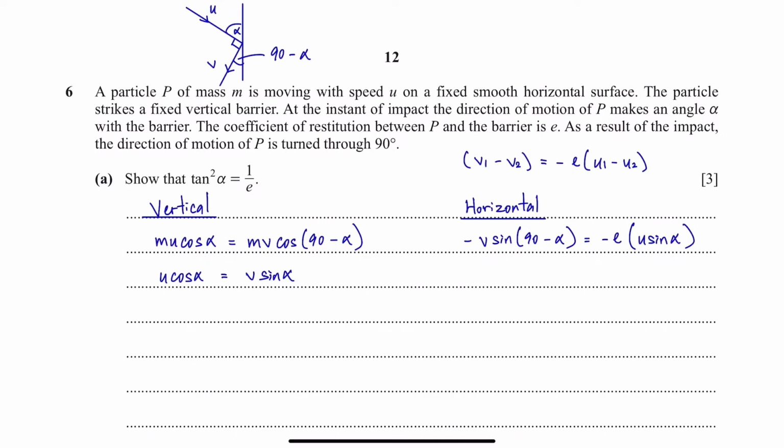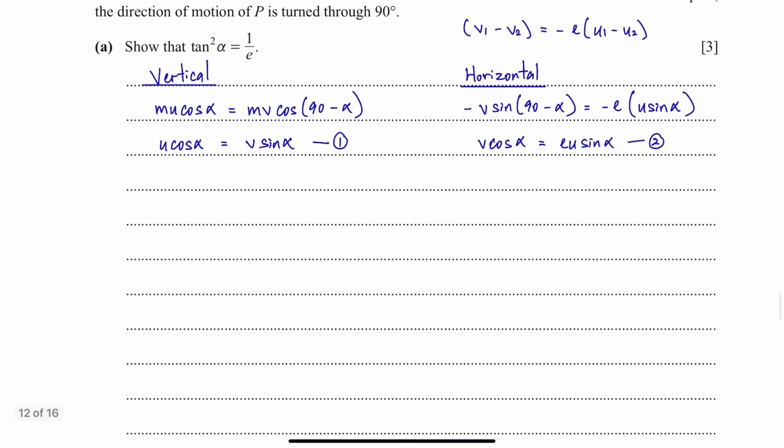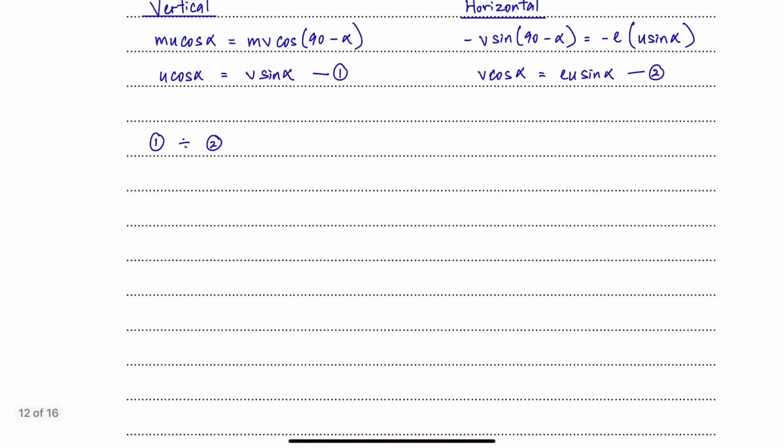So we have U sine alpha, V cos alpha equals e U sine alpha. So this is the first equation, this is the second equation. So now we take the first equation divided by the second equation. We can actually change the first equation to V sine alpha equals U cos alpha. This would make it look easier.